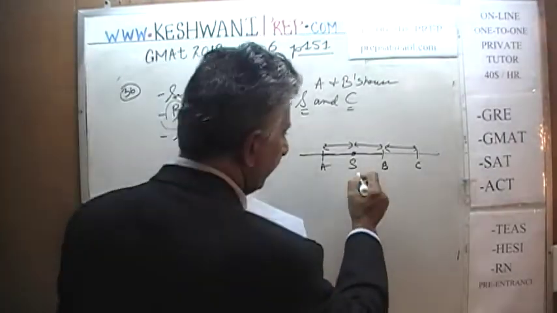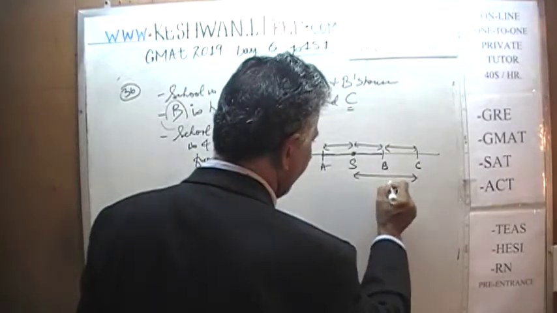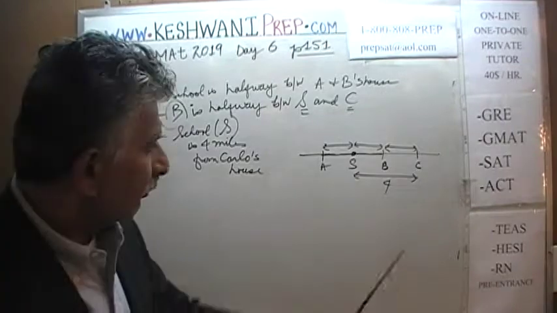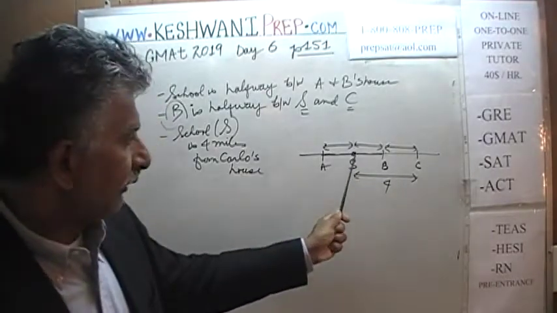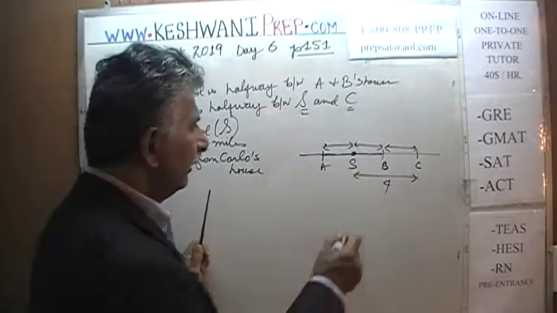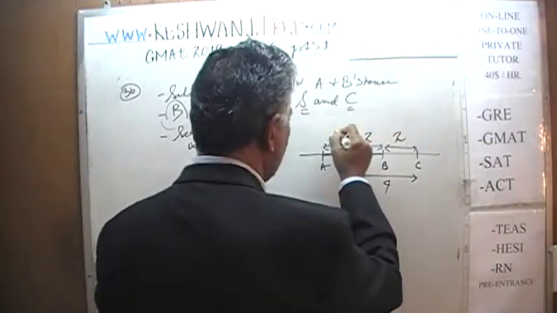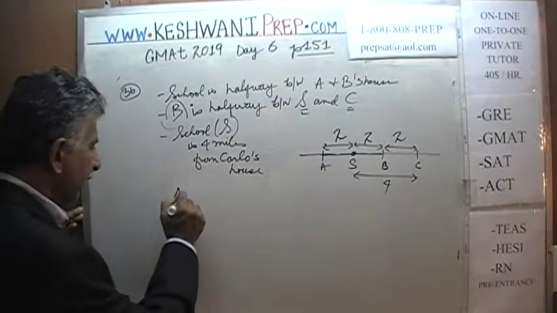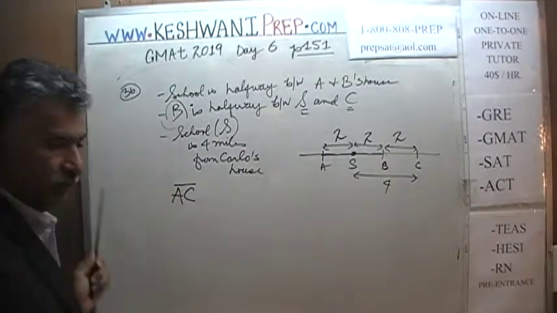Right here is school, and this distance we just told is 4 miles. Well, if that distance from Carlos' house to school is 4 miles, and from school to B's house is the same distance as from B to C, then they are all 2 miles. And finally, the question simply was, how far is A's house from Carlos' house? A to C is what they're looking for.